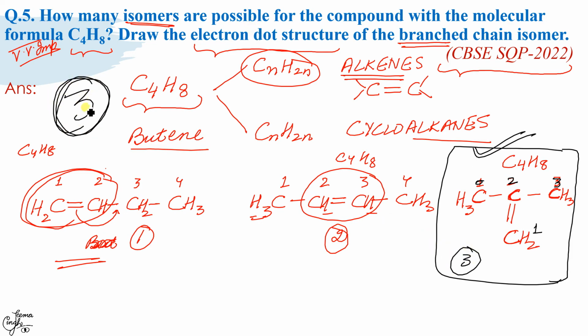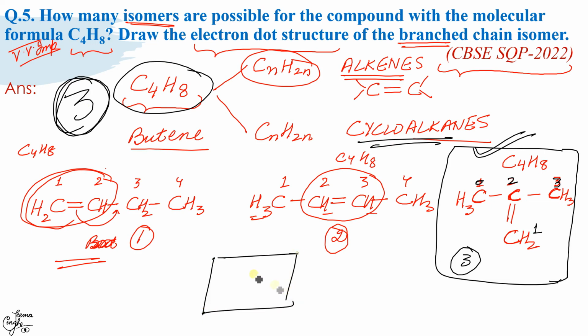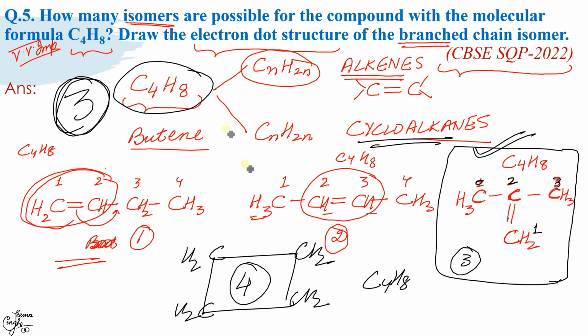No, my dear student, you can also have C4H8 as cyclobutane: CH2, CH2, CH2 and CH2, 4 carbon and 8 hydrogen arranged in cyclic form. The arrangement is different, so even this is an isomer. They've only asked you how many isomers. So half a mark for writing how many isomers. The board doesn't have 1/4 and 3/4 marks.